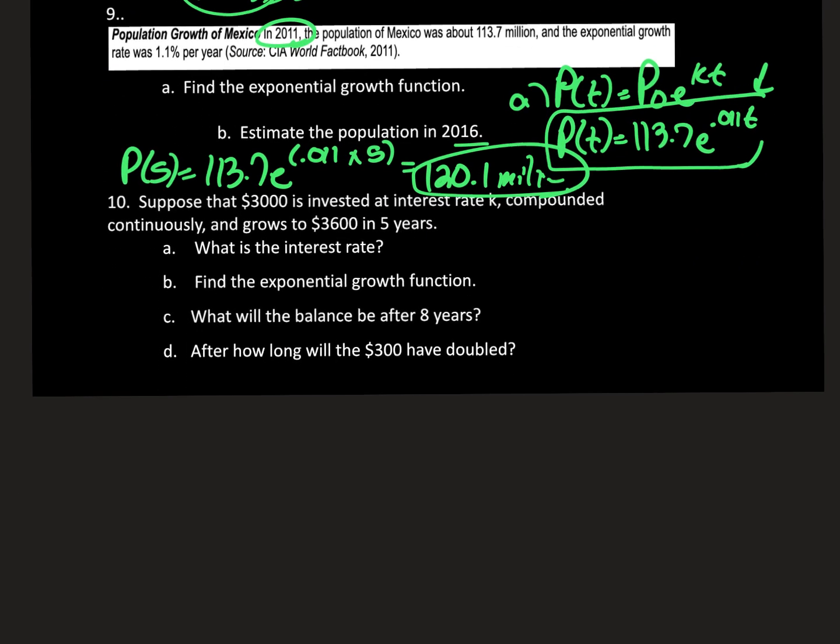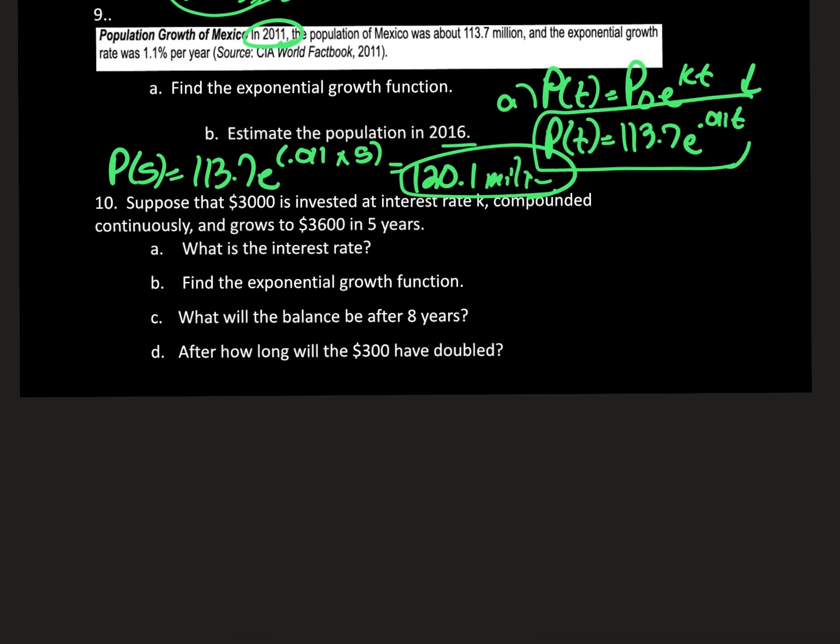Number 10, suppose that $3,000 invested at interest rate r compounded continuously and grows to $3,600 in 5 years. Part A, what is the interest rate? Okay, we got to work backwards here a little bit. I know it ended up at $3,600, so I'm going with $3,600. It started at $3,000. The formula for this is Pert, so P of t equals the initial amount times e to the rt power, where r is the interest rate. So 3,000 is the initial amount, e, I don't know the interest rate, that's what I'm looking for, but it grew for 5 years.